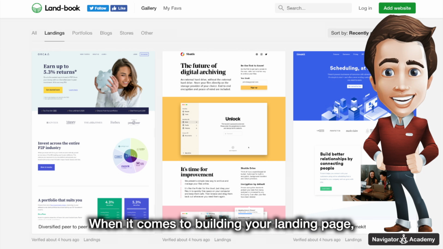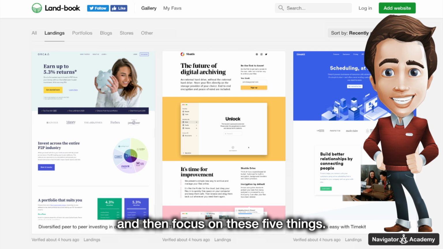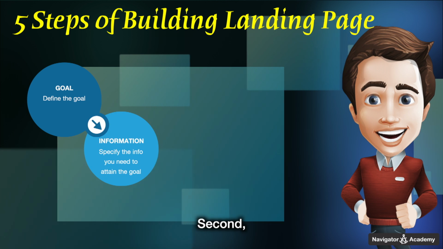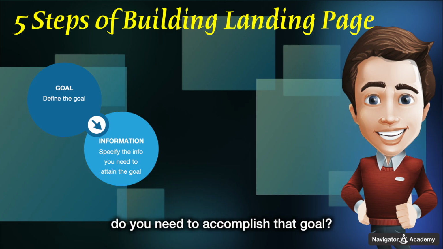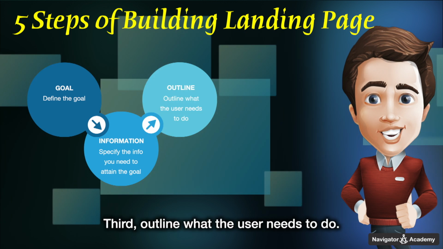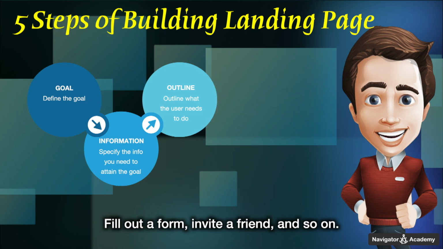When it comes to building your landing page, select the right type and then focus on these 5 things. First, define the goal. What needs to happen? Second, what information from the user do you need to accomplish that goal? Is it an email, phone number, credit card? Third, outline what the user needs to do. Fill out a form, invite a friend, and so on.